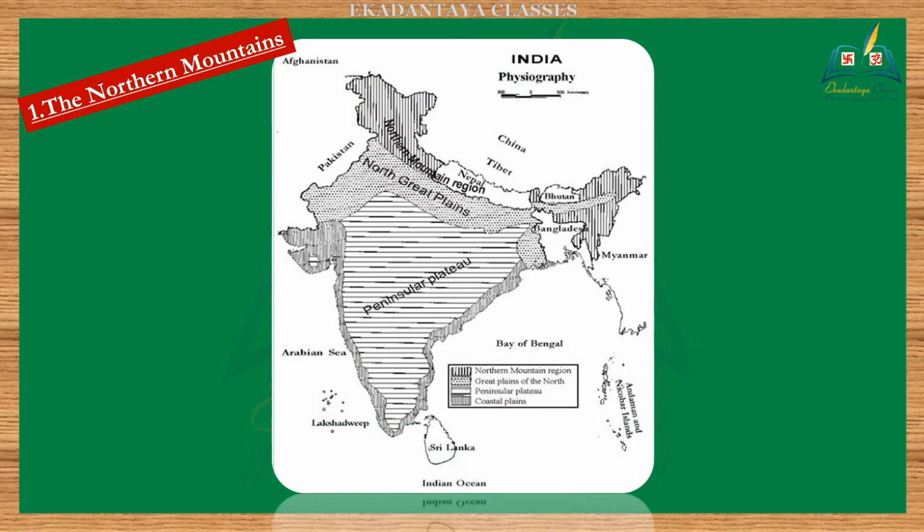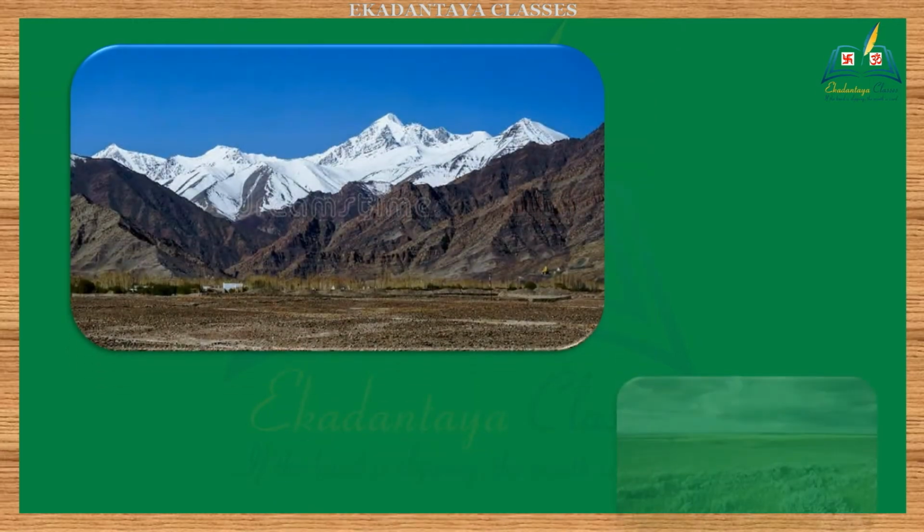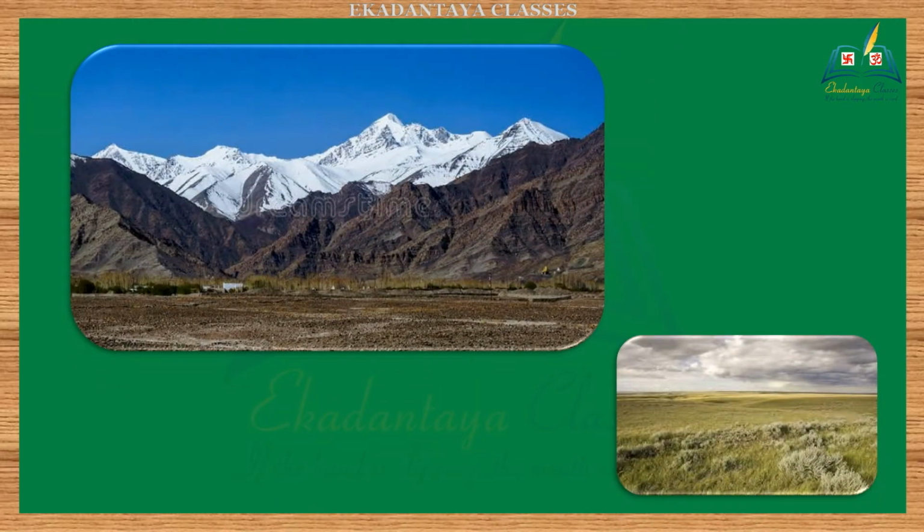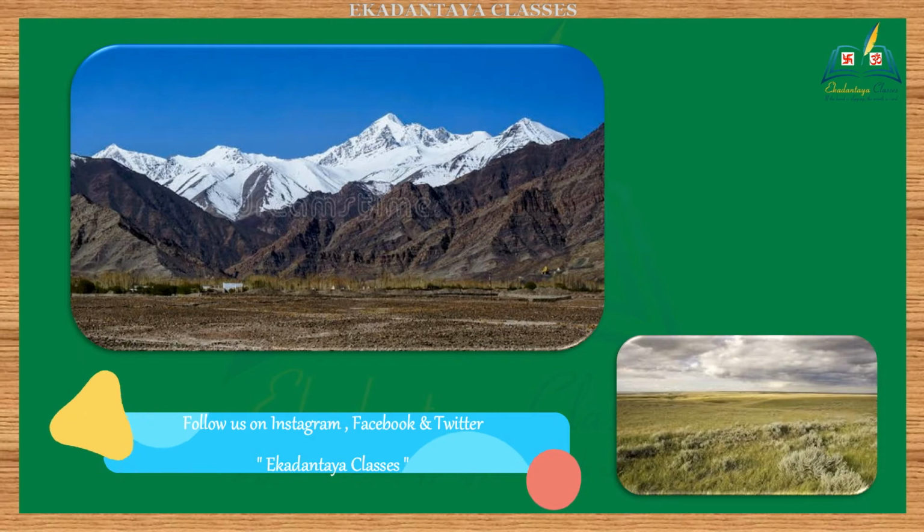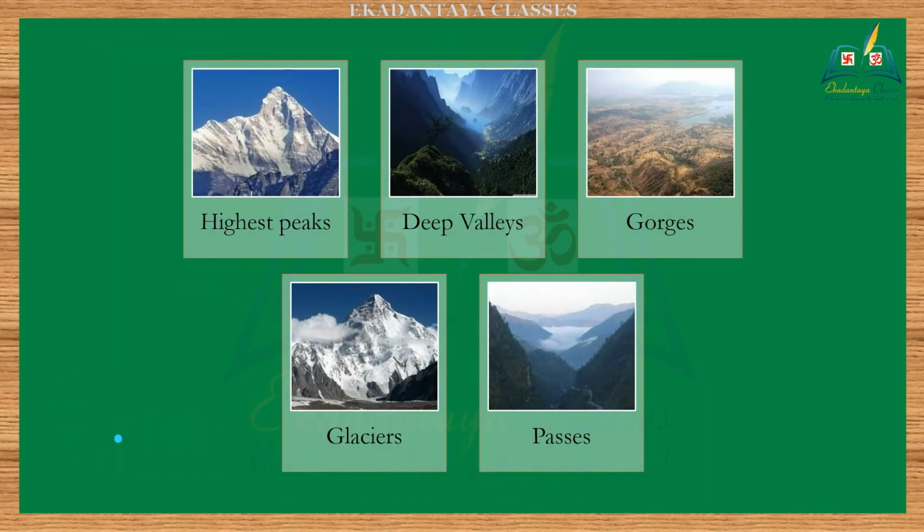1. The Northern Mountains. They comprise of the Himalayas, which are a group of young fold mountains. They extend as a continuous chain along the northern boundary of India. They are the highest mountain ranges in the world. They have highest peaks, deep valleys and gorges, glaciers, passes, etc.